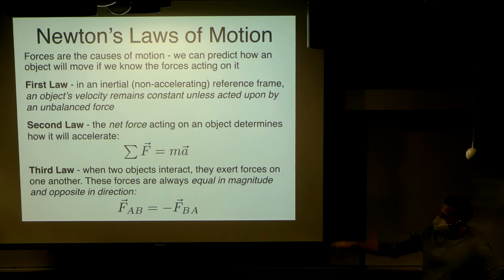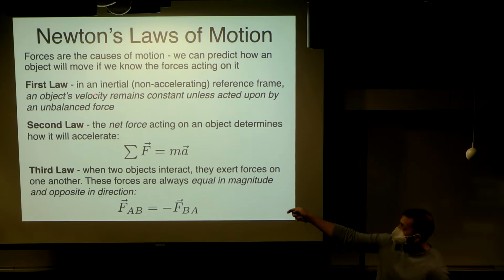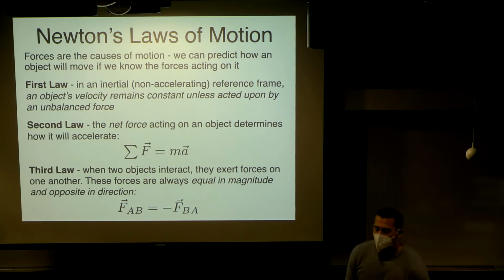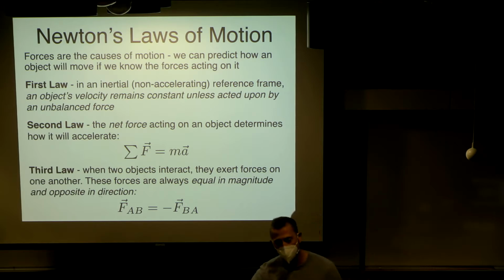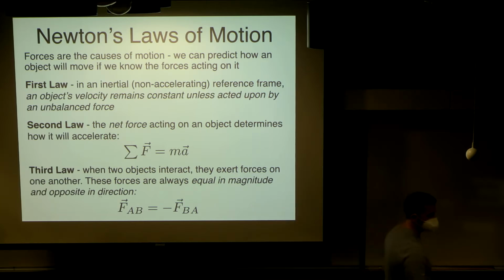So the first law is what's known as the law of inertia. This states that as long as we're in an inertial reference frame, that is a non-accelerating reference frame, the following is going to hold true. An object's velocity remains constant unless acted upon by an unbalanced force, right? That is to say, if an object has completely balanced forces, in other words, zero net force acting on it, it's going to move at constant velocity.